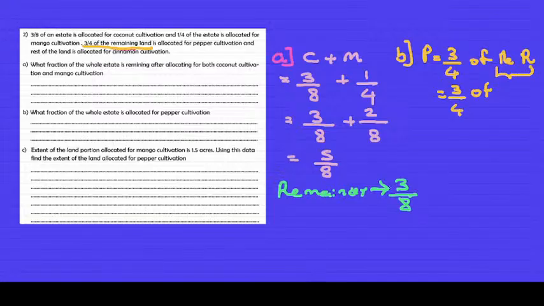Even when we are writing the answer for A, I would prefer writing it in this way: 3/8 of the whole land. That's the better way to write the answers. 3/8 of the whole land, whole estate. So 3/4 of, and what's the remainder? That's what we found in A. That is 3/8 of the whole land.